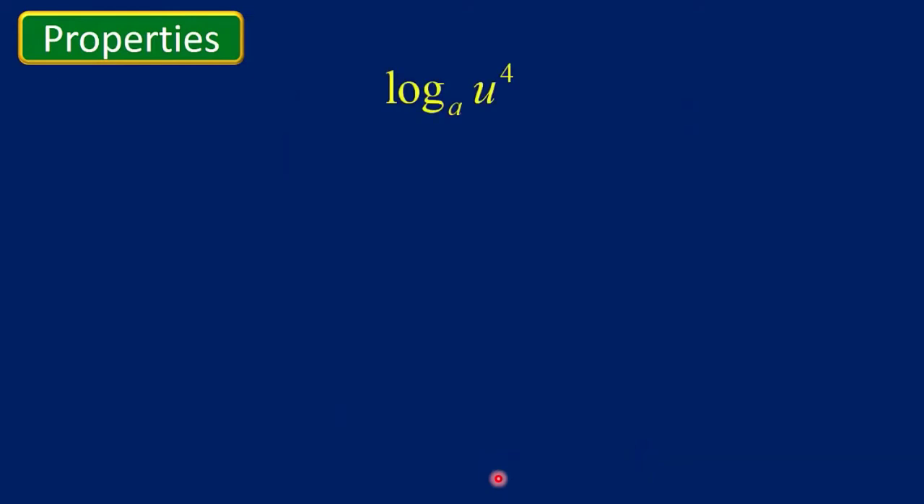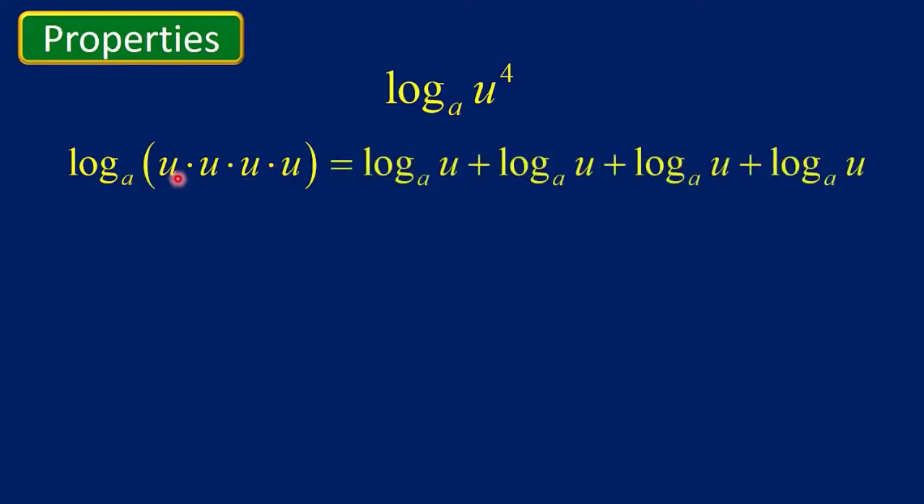Now, let's think about this situation here. Log base a of u to the fourth. Think about what that means. We could expand that out. u to the fourth is u times u times u times u. Now, we just learned a sum property for logs, that log of u times v is equal to log u plus log v. So let's apply that here, and we get log u plus log u plus log u plus log u, right? This is a property that we observed earlier.